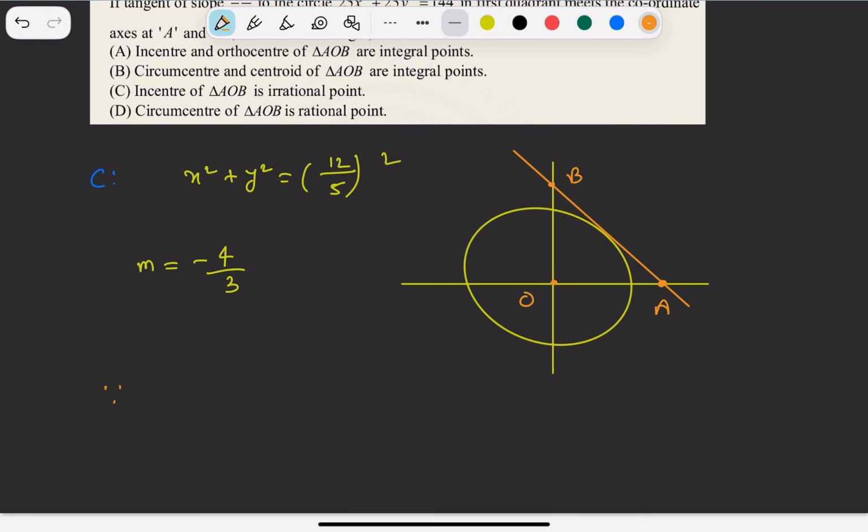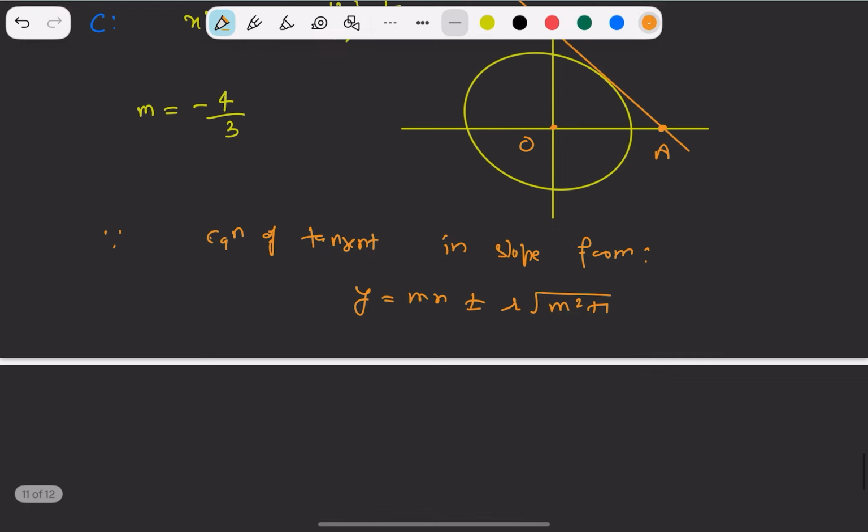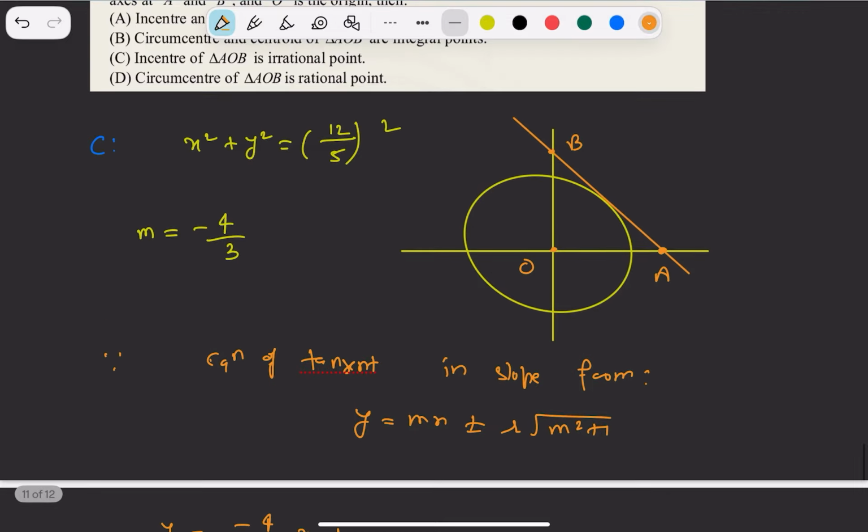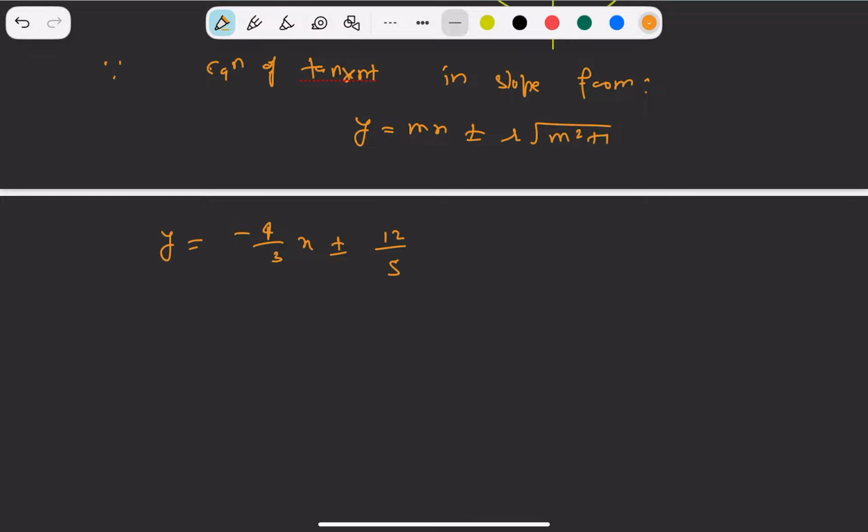How can we find it here? See, we know the equation of a tangent in slope form: y equals mx plus minus r root over m square plus 1. Correct or not? So, y equals m, which is given as minus 4 by 3, x, and then we can write here plus or minus r. R, how much do we have? 12 by 5. So, 12 by 5 root over minus 4 by 3 whole square, that is 16 by 9, plus 1.